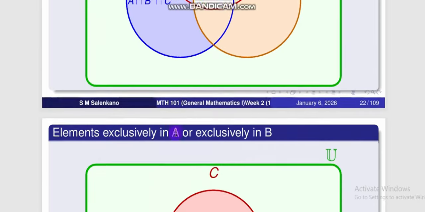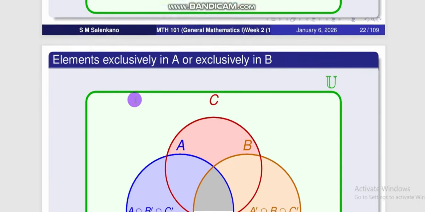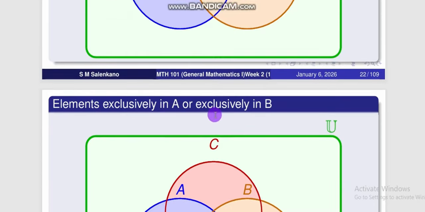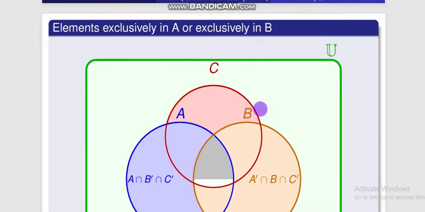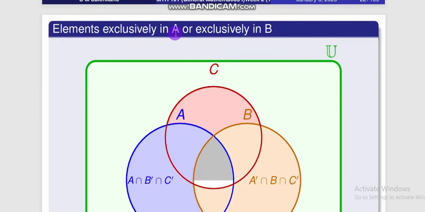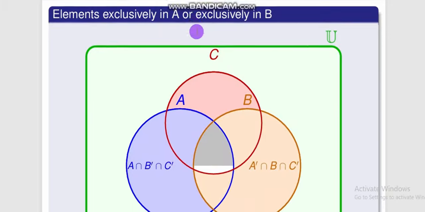Then the next one is elements exclusively in A or exclusively in B. Exclusively in A means you have them in A only. We did that before, and we kept the result. Now we will see exclusively in B. They are in B only, not in A, not in C. And the region for that is here.